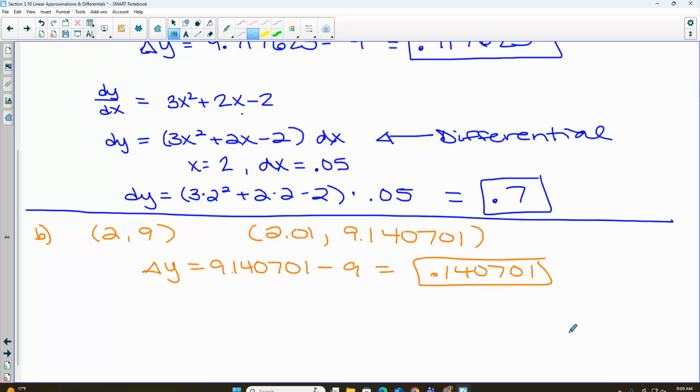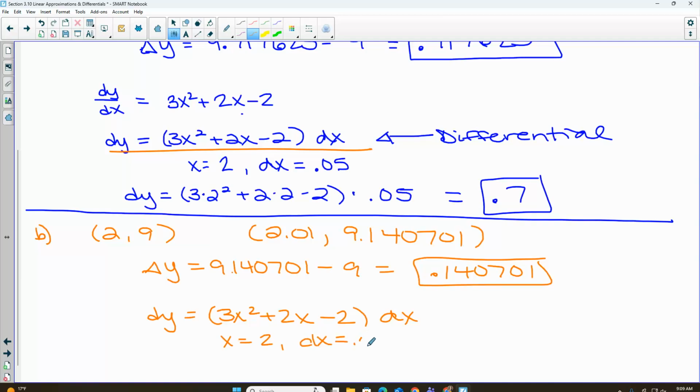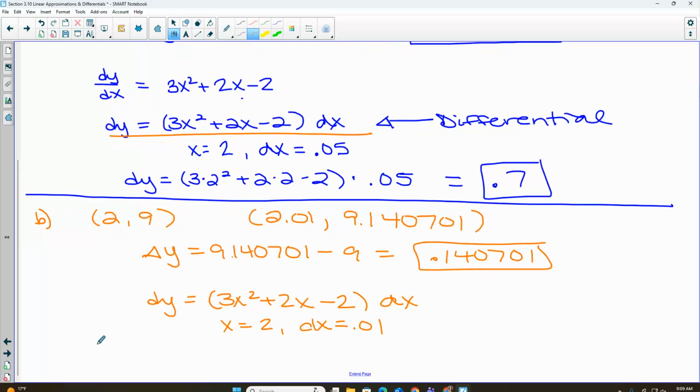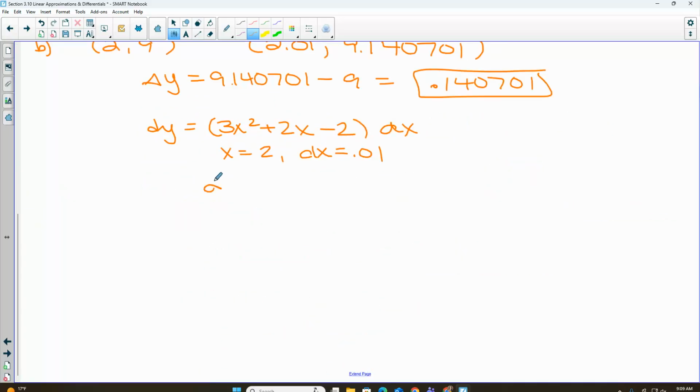Did everybody get the change in y? Okay, so dy, our approximation, is same setup as up here, your derivative, times the change in x. Our x still started at 2, it ended at 2.01, so the dx is 0.01. So if we plug that in, we get 0.14.